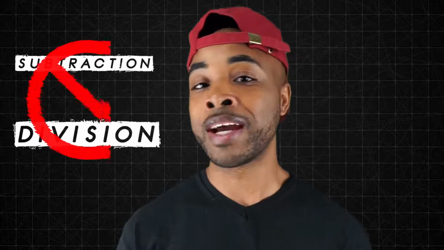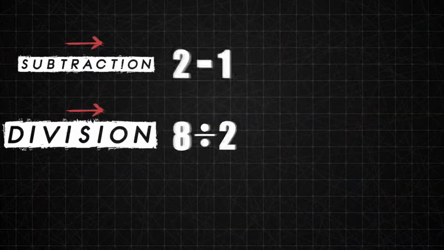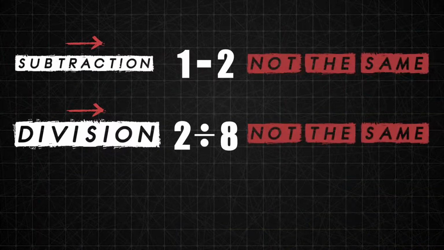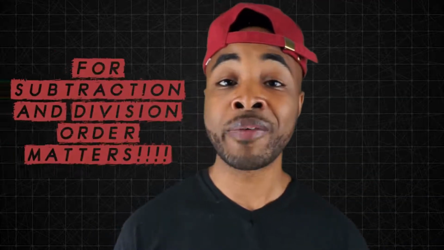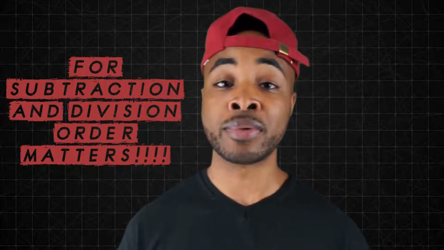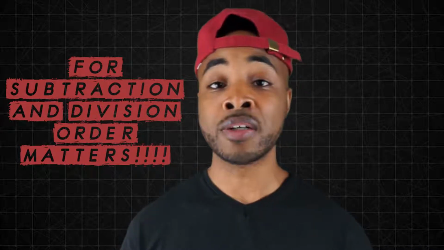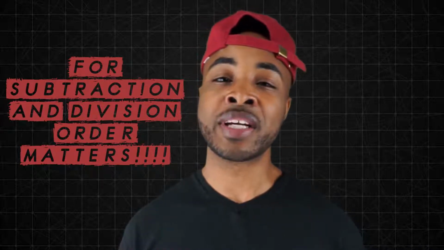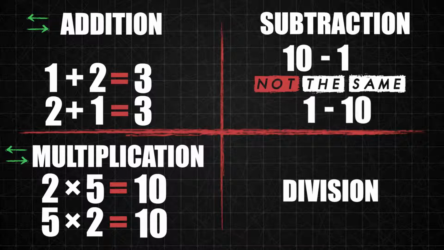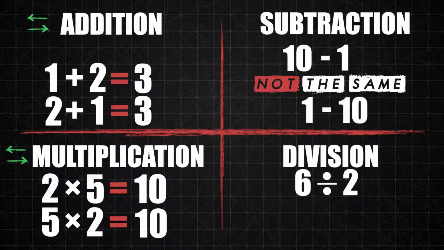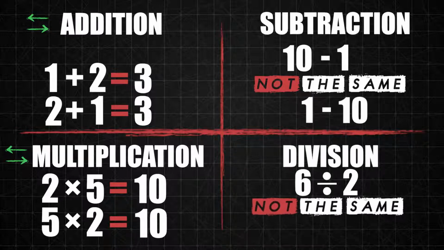Now on the other hand, subtraction and division don't have the commutative property. If you switch the order, it's not the same problem, and you will get a different answer. So that means you have to pay very close attention to the order of the numbers in a subtraction or a division problem. This is just to make sure that you're working the right problem. For example, taking 1 away from 10 is not the same as taking 10 away from 1, and dividing 6 into 2 groups is not the same as dividing 2 into 6 groups.